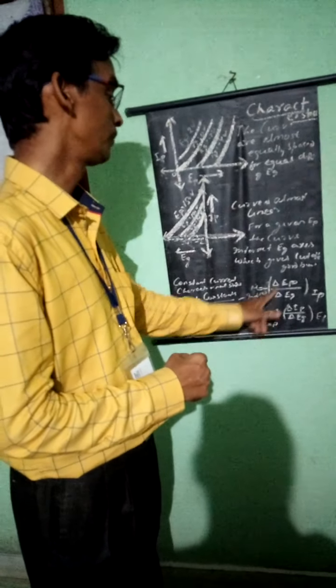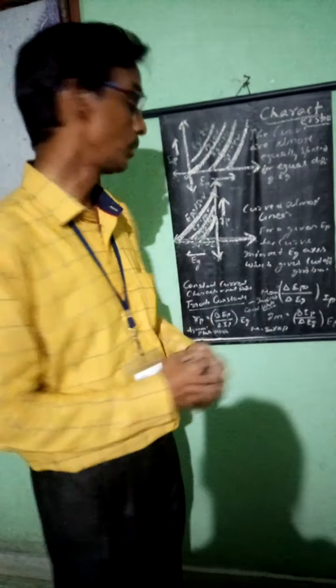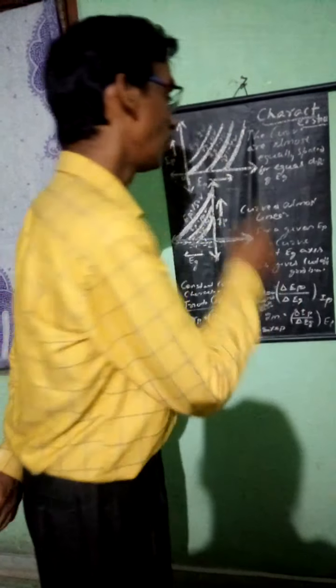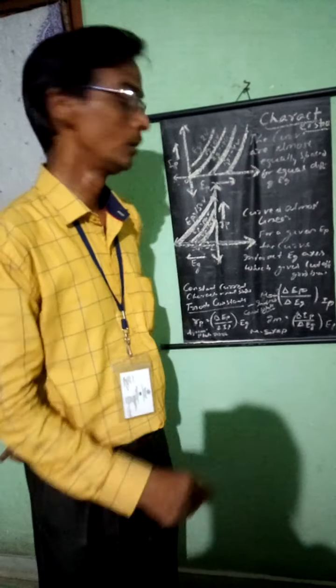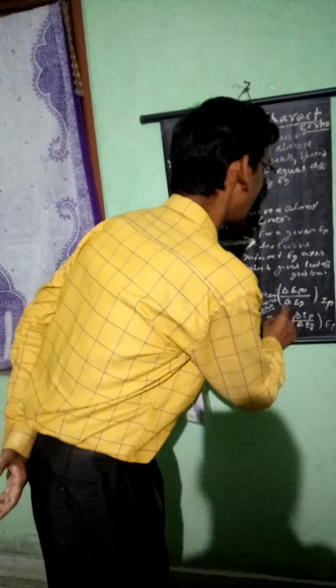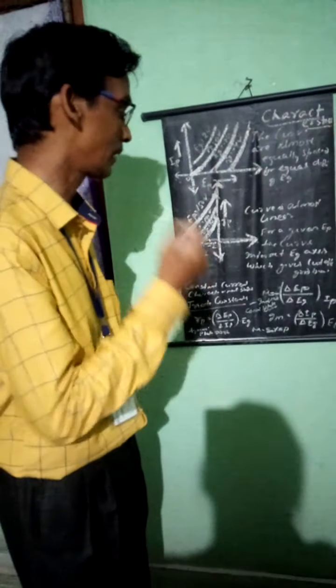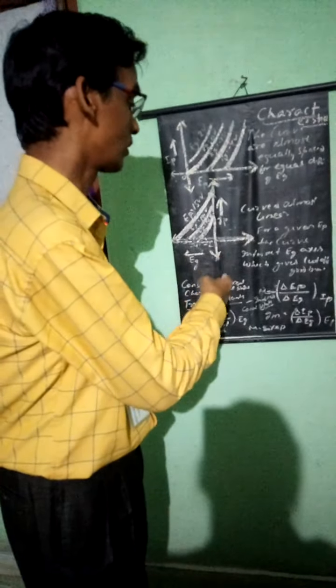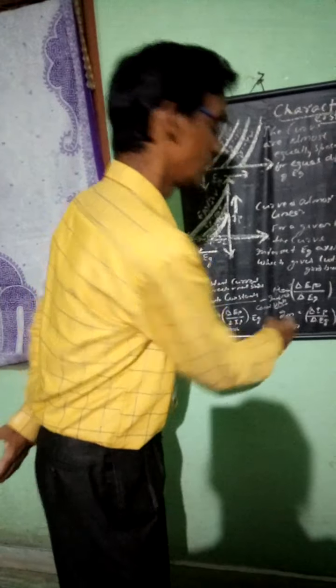These three have a relationship. If mu is equal to delta EP by delta EG, multiply and divide by delta IP, so that you get delta EP by delta IP times delta IP by delta EG. What does it mean? It means that the amplification factor is equal to the product of the transconductance and the dynamic plate resistance. This will help you in various cases.